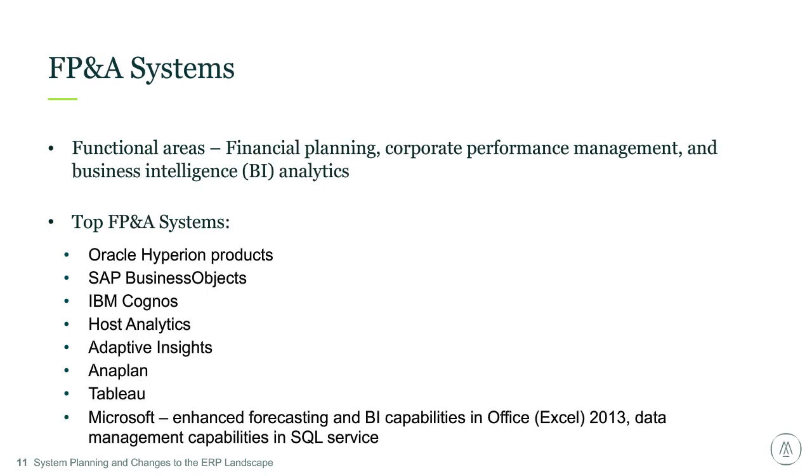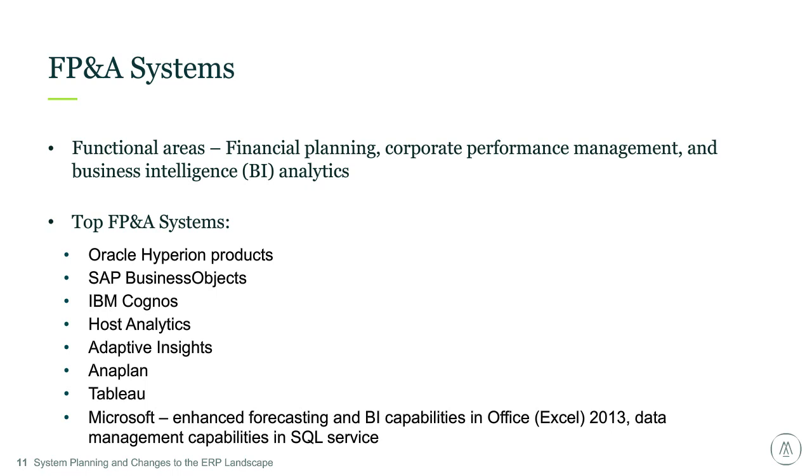FP&A systems are focused on financial planning, corporate performance management, and BI analytics. And by corporate performance management, we are talking about forecasting, modeling, financial close, and consolidation. The FP&A systems landscape is a crowded one, with some of the systems focused on more than one functional niche. And you can see that from the list I have here.